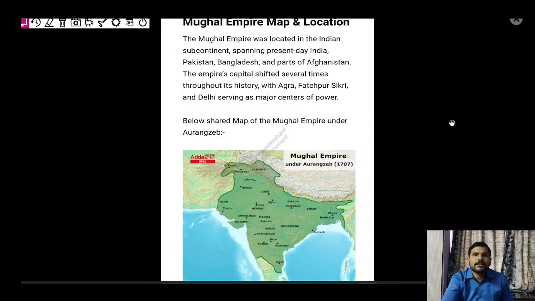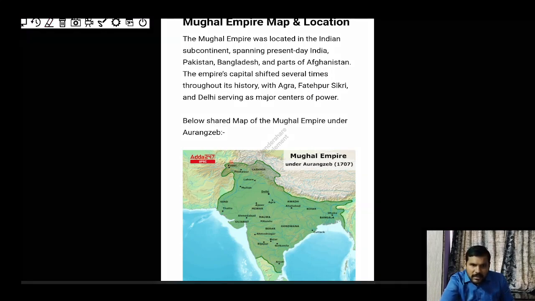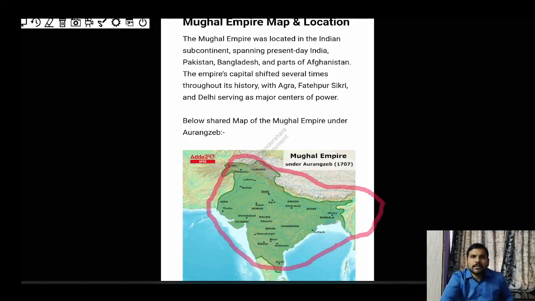if you look at the Mughal Empire map and the location, you can see in the map here, this is the complete empire under the Mughal Empire. This is the geographical area which they have covered. You can see that more or less they have covered all of India except the southern part a little bit. As you can see, there is resistance from that period, and this was under Aurangzeb during 1707. It covers current day Pakistan, Bangladesh, parts of Afghanistan, etc.